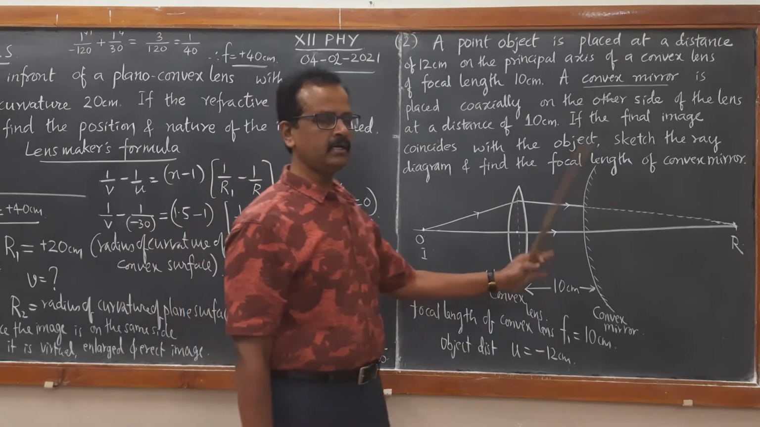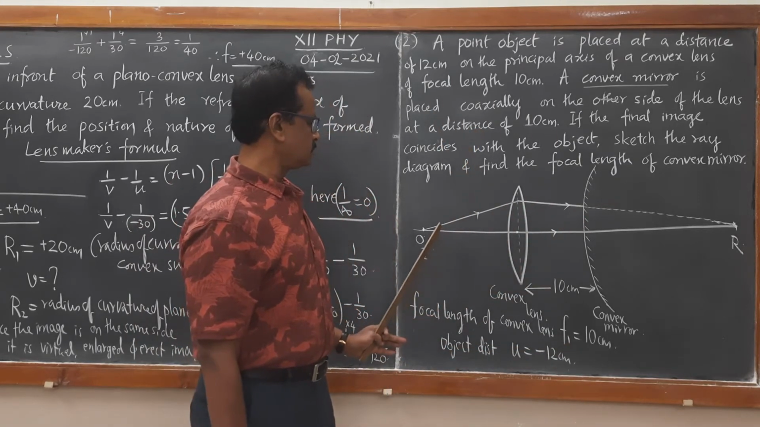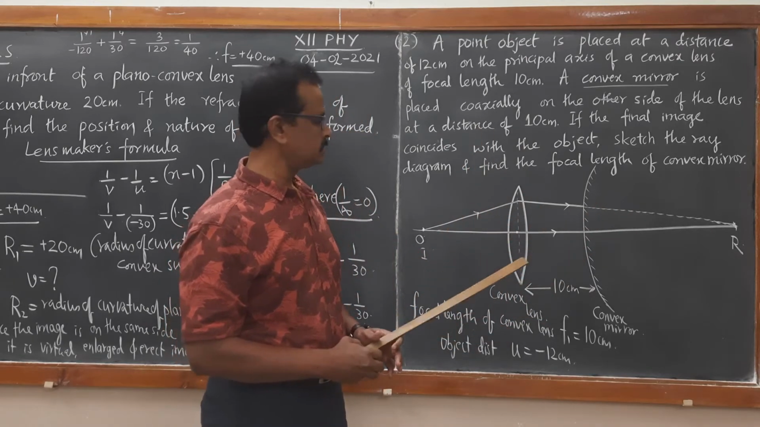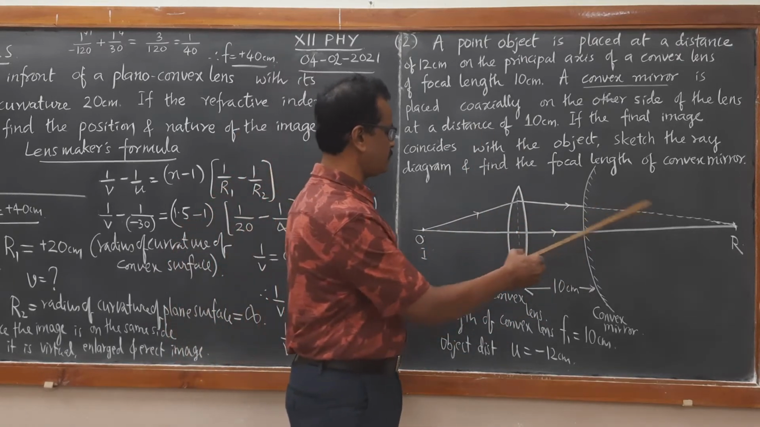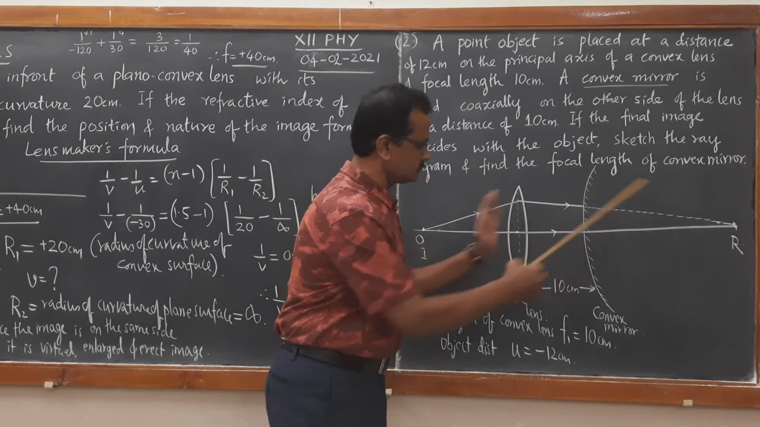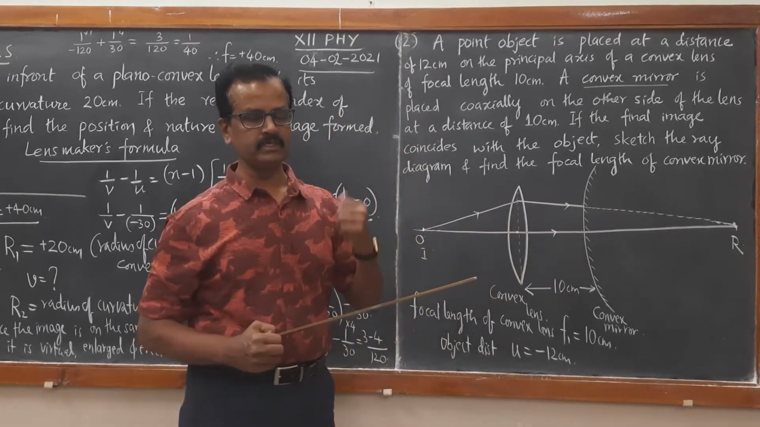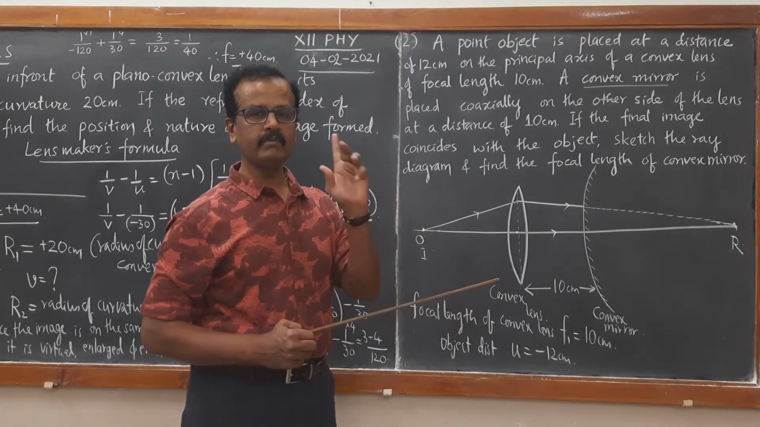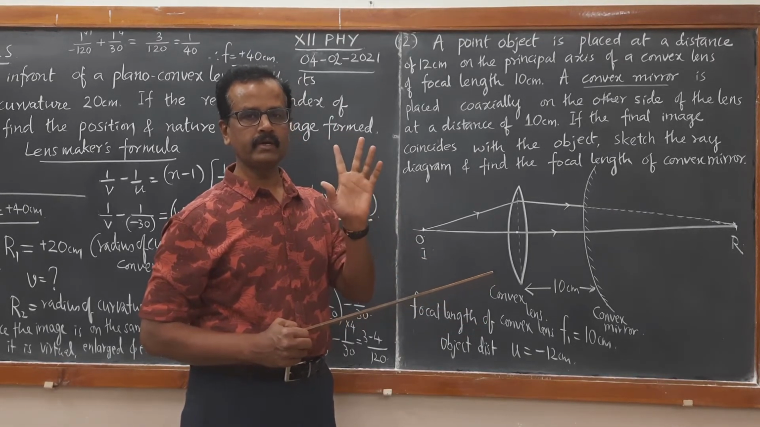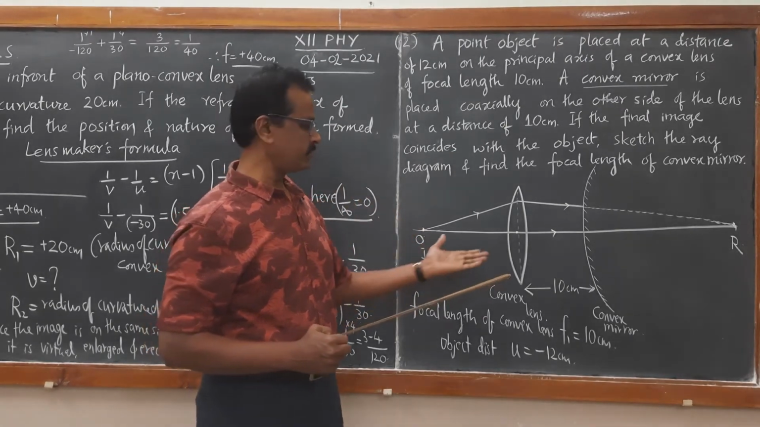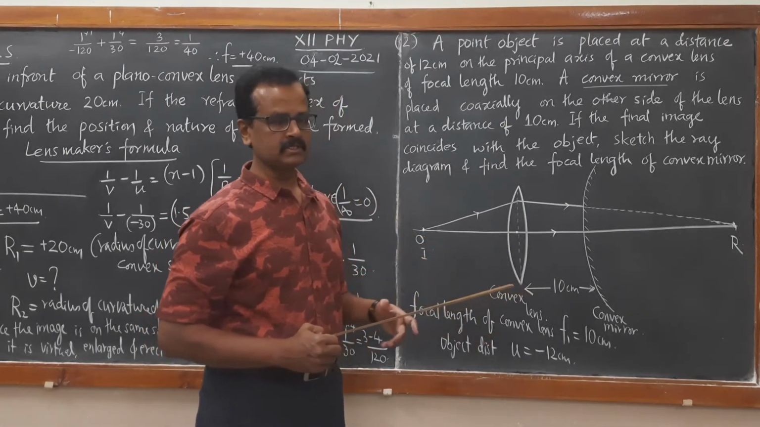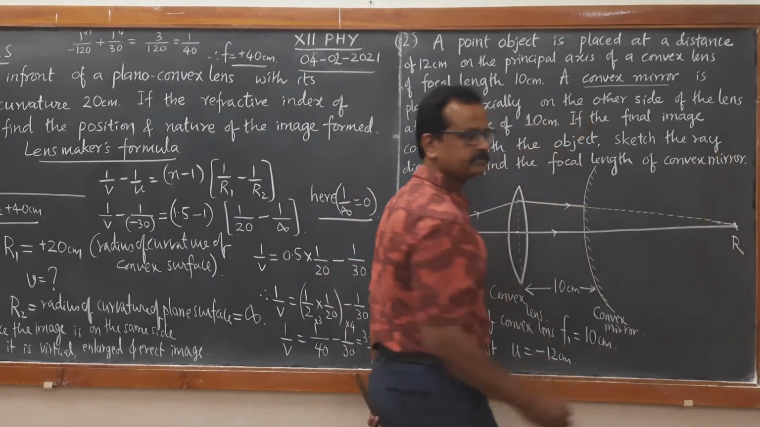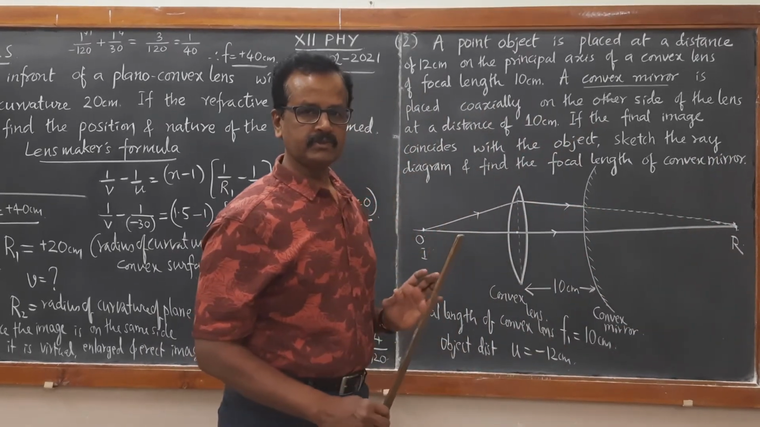Definitely it is going to form a real image. From the diagram you can make out the real image is going to be formed at its image distance, which can be found out using the lens formula, 1 by v minus 1 by u is equal to 1 by f. Using that I can find out its image distance. Image distance is going to be R itself.